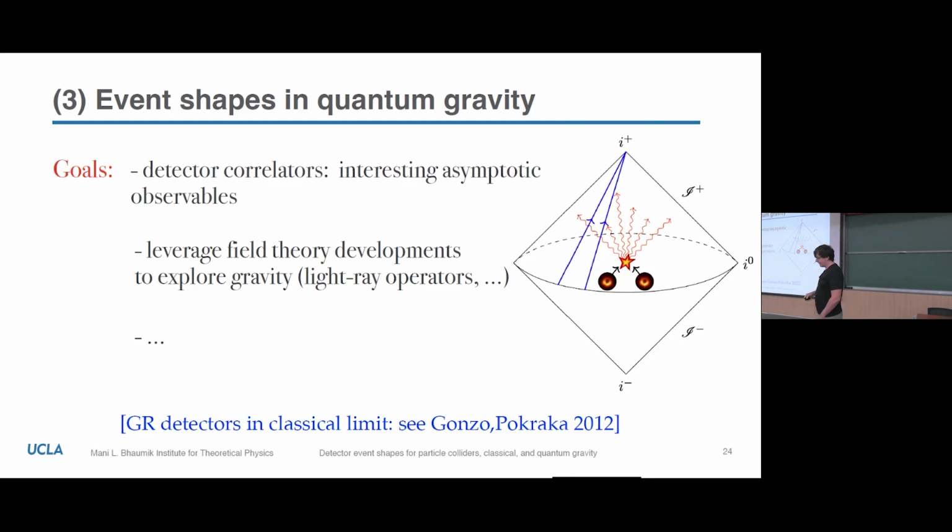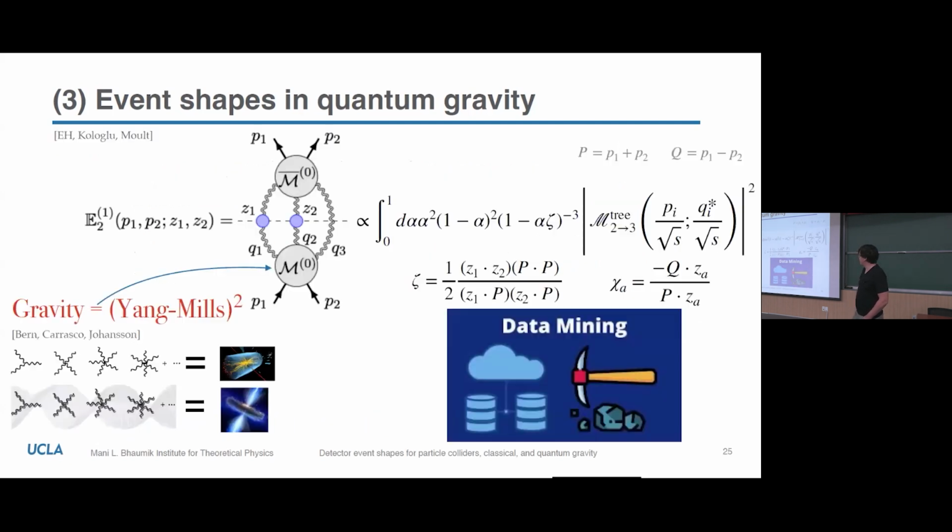And so, as I said at the beginning, these detector correlators are interesting asymptotic observables. We want to leverage field theory developments, these light ray operators, to explore the structure of gravity. And there's already been some nice work in the classical limit by Riccardo and Andrzej Pokraka, who are both here, on the classical limit of these detector operators. In order to study them, we need some data. So you look at the data mine, and the data mine is empty. So what you have to do is generate your own data, which we did together with Murat and Ian.